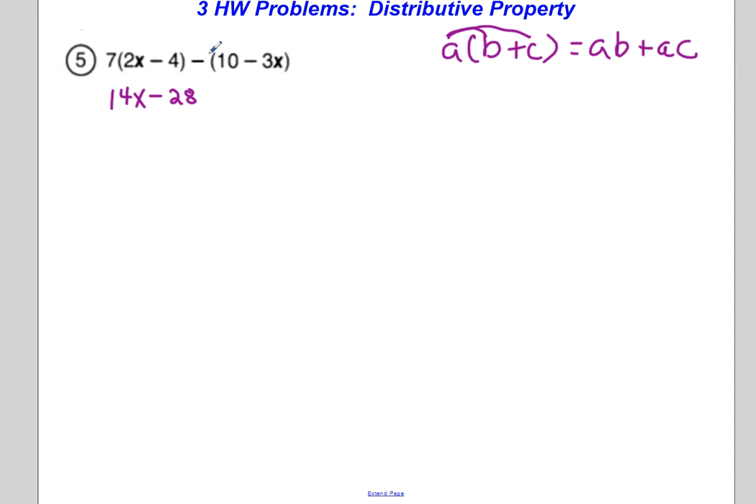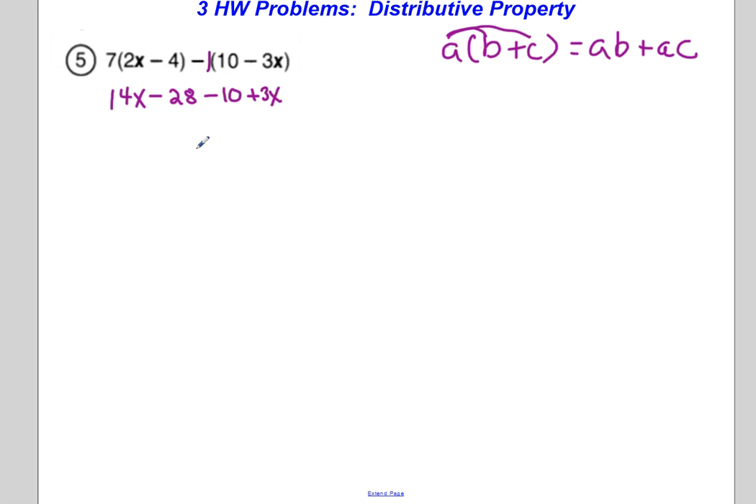Now right here, there's an invisible 1. We don't write our 1s in mathematics for the most part. So we have a negative 1 times a positive 10, which gives me a negative 10. And I have a negative 1 times a positive 3, which gives me a negative 3x.